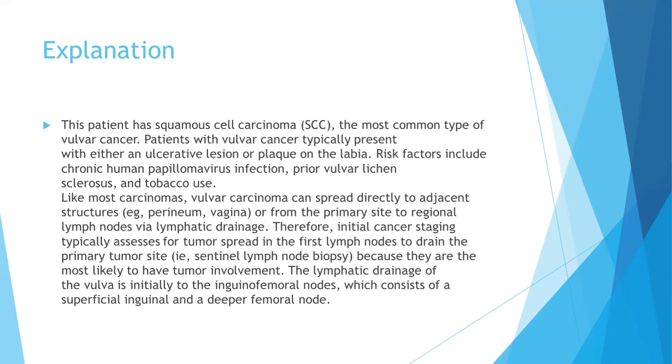Like most carcinomas, vulvar carcinoma can spread directly to the adjacent structures or from the primary site to regional lymph nodes. Therefore, cancer staging typically assesses for tumor spread in the first lymph nodes to drain the primary tumor site because they are most likely to have tumor involvement. The lymphatic drainage of the vulva is initially to the inguinofemoral nodes, which consist of a superficial inguinal and a deep femoral node. So as I've told you, blood supply and lymph node involvement is very commonly asked in the examination.